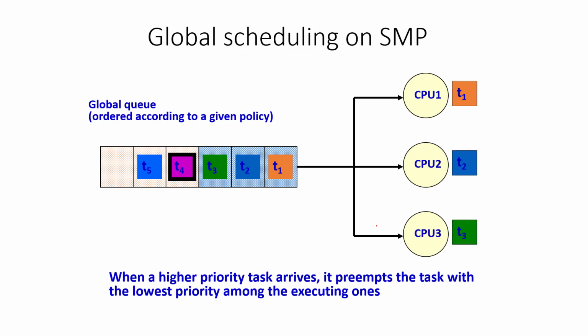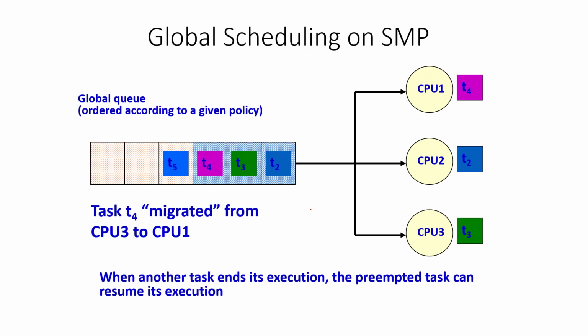Again, if a high priority task arrives, it will preempt the task with the lowest priority among the executing ones. So in this case, we are looking at global scheduling with preemption. Mind you, the previous example was not looking at it. Here, T3 is executing on CPU 3 and has a lower priority, so in principle we can preempt it with T4. T4 was then migrated.